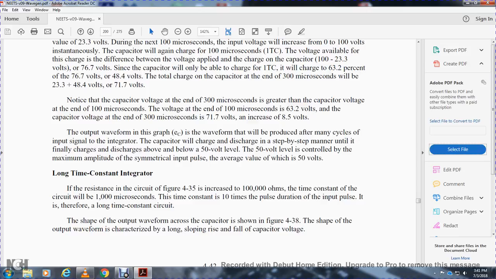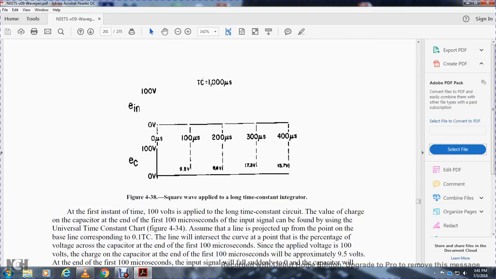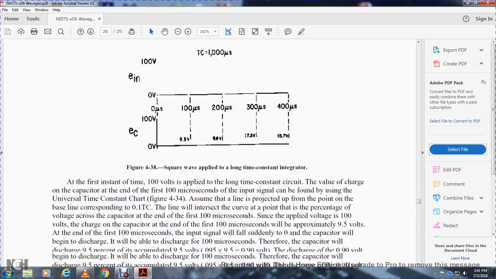Now consider the long time constant integrator circuit. With the resistance of the circuit in figure 435 increased to 100,000 ohms, the time constant for the circuit is 1,000 microseconds, which is 10 times the input pulse duration. Therefore, for a long time constant circuit, the shape of the output wave across the capacitor is shown in figure 438. The output wave has the characteristic long sloping rise and fall of the capacitor voltage. Figure 438 shows the square wave applied to the long time constant integrator.